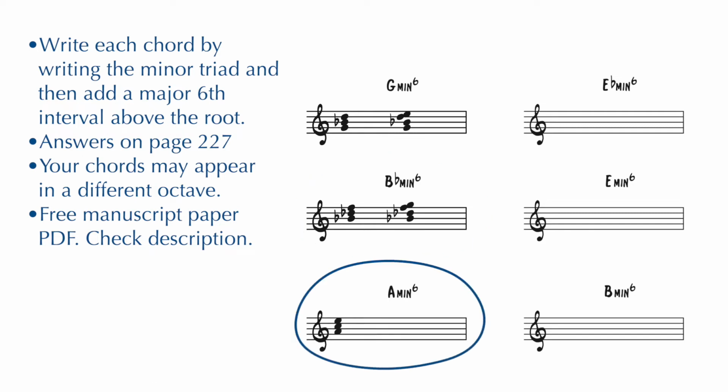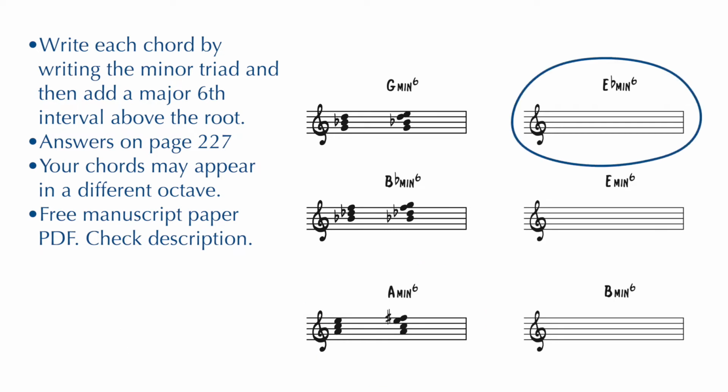Number 3, A minor 6. First, construct an A minor triad. That's going to be A, C, and E. Then we add a major sixth above the root of the chord. The root is A. A major sixth above A is F sharp. Stack them all together. You have A, C, E, F sharp, or A minor 6.